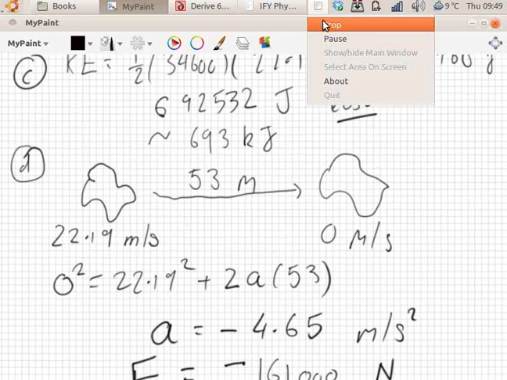But he doesn't want the A, he wants the force. So how can you convert an A to an F? F equals ma. So just take this answer and multiply it by 34,600, and we get roughly minus 161,000 newtons, or roughly minus 161 kilonewtons, if you want. I'll let you write it down, but let me just stop the recording.